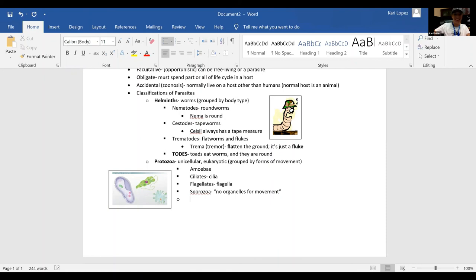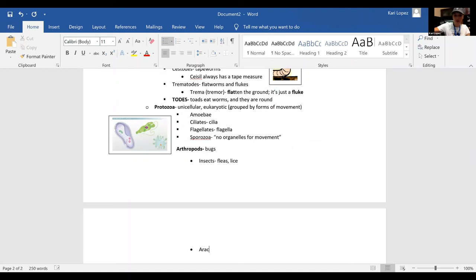And then our last one is going to be your arthropoda, arthropods. And these are going to be like your bugs. And so you have two types of bugs. You either have insects, like fleas and lice, or you have arachnids, like ticks and mites.